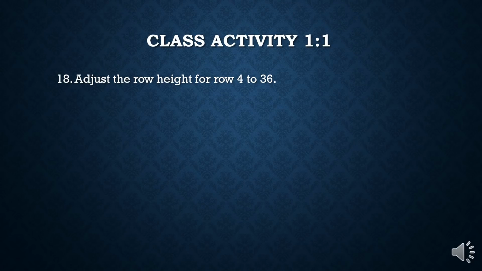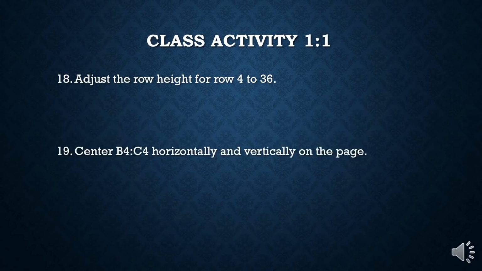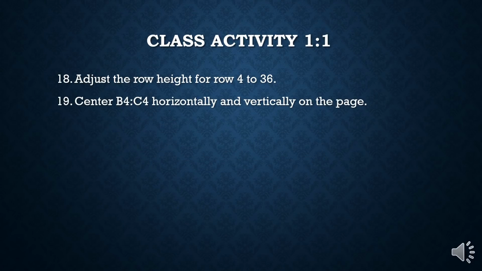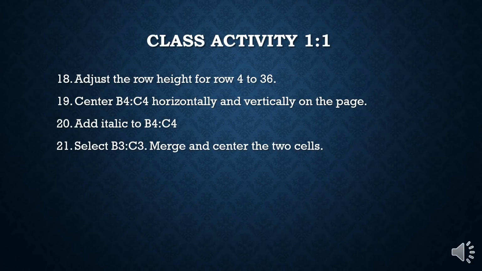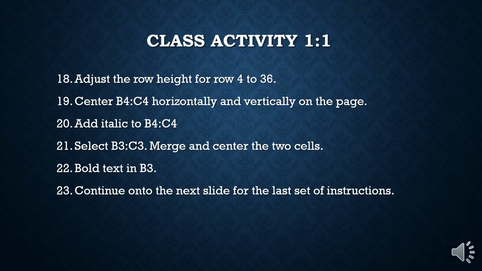18. Adjust the row height for row 4 to 36. Center cells B4 through C4 horizontally and vertically on the page. Add italic to cells B4 through C4. Select cells B3 through C3, merge and center the 2 cells. Bold text in B3. Continue on to the next slide for the last set of instructions.